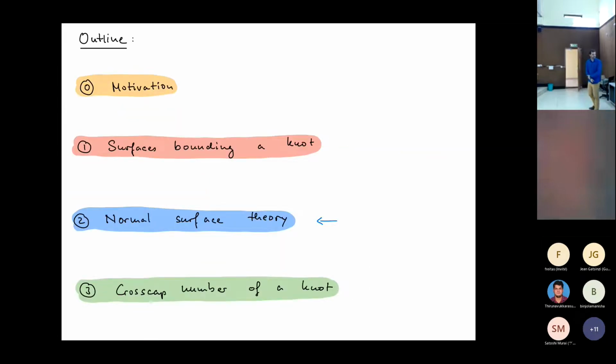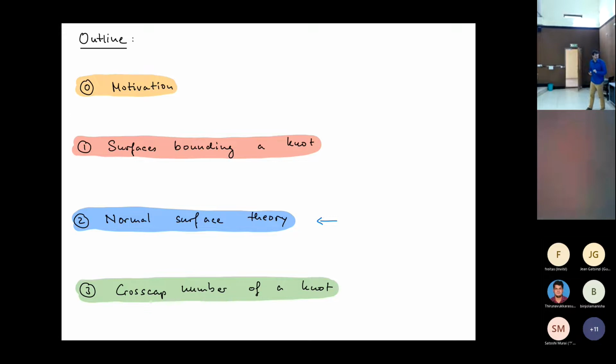All right, so for this talk, the talk is basically split up into 4 sections. First, of course, I will motivate a little bit why I'm looking at algorithms in 3-manifold topology. Then I will talk a little bit about surfaces bounding a knot, a refresher on knot theory. That will not take very long.